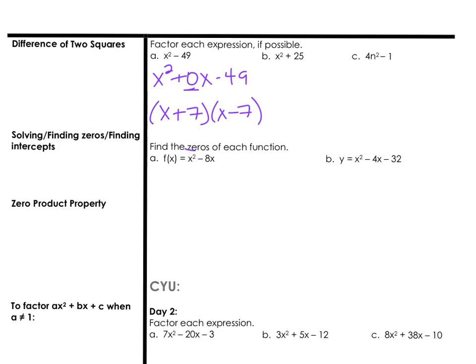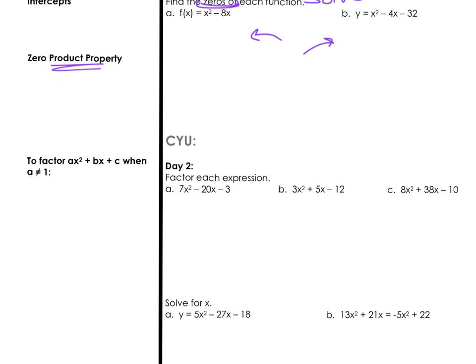Now when you're asked to find the zeros, that means you're solving. Solving means find the x-intercept. Remember, we set the equation equal to 0 first, factor, and then apply that zero product property. Take a look at the steps for A and the steps for B to see if you can follow them. Because then in day 2, this is essentially 4.4.